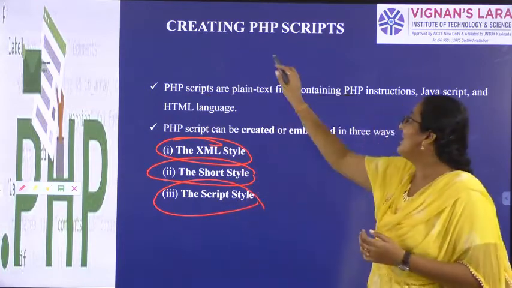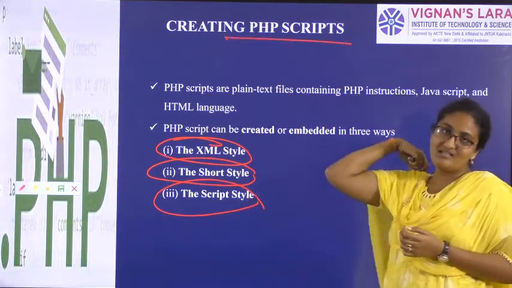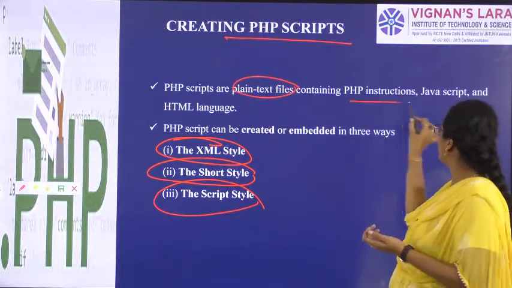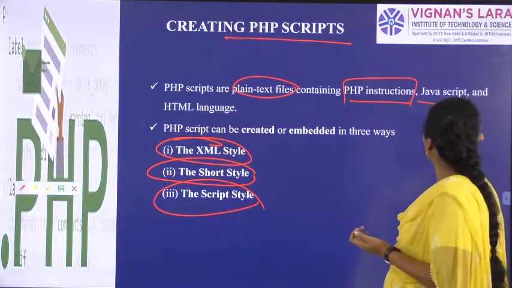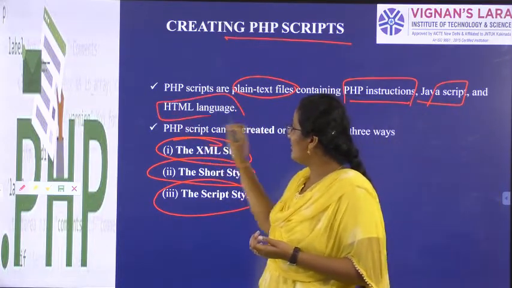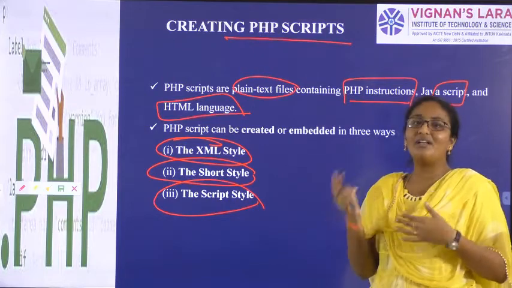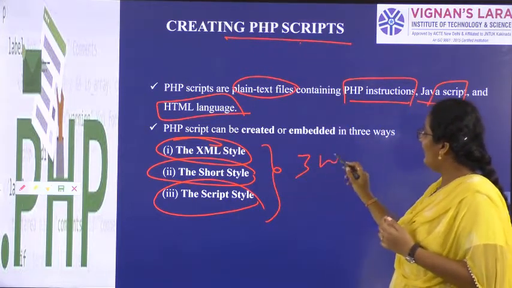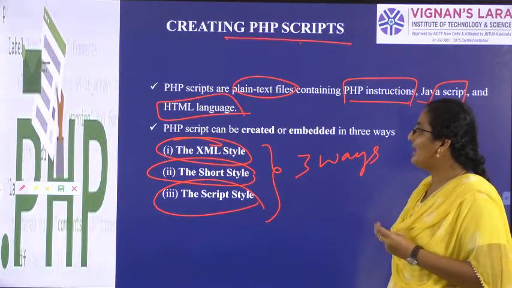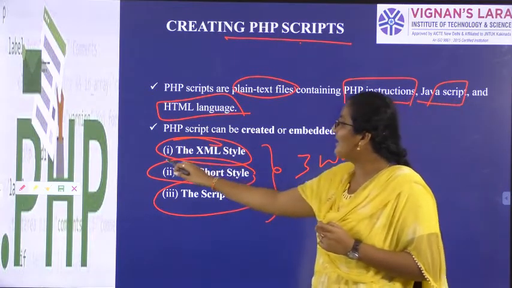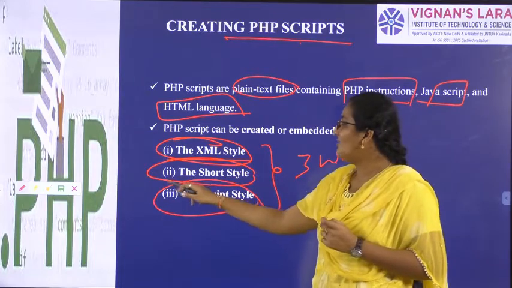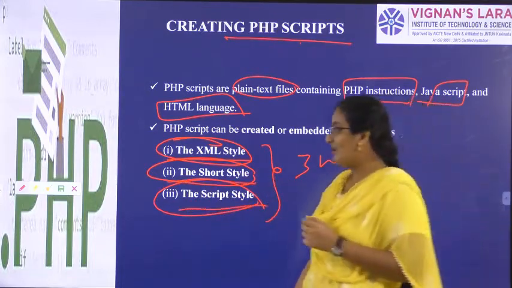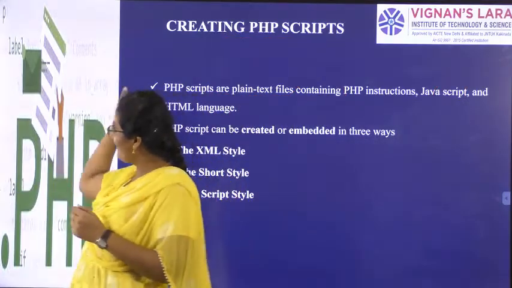Next point is creating the PHP scripts. A script is nothing but a plain text file, and it should contain instructions: PHP instructions, JavaScript, and HTML language also. So how to create it and what it should have, we know. But what are the ways to create it? We have three different ways to create the PHP script. First way of creating is XML style. Second way is short style. Third way is script style. Let us see one by one what the different styles are.